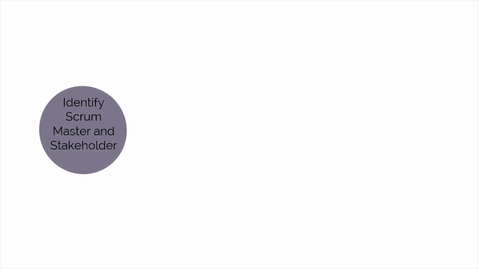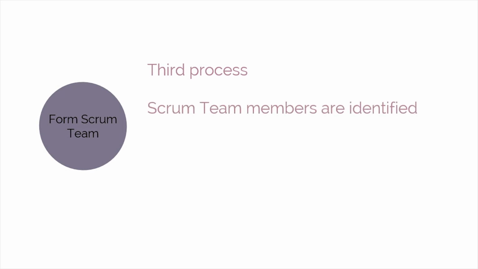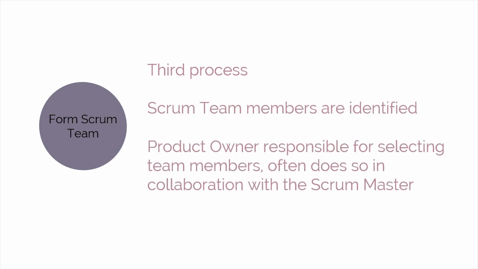Identify Scrum Master and stakeholders is the second process, during which the Scrum Master is identified using specific selection criteria. Form Scrum Team is the third process in the Initiate phase. In this process, Scrum team members are identified. Normally, the product owner has the primary responsibility of selecting team members, but he or she often chooses the team in collaboration with the Scrum Master.